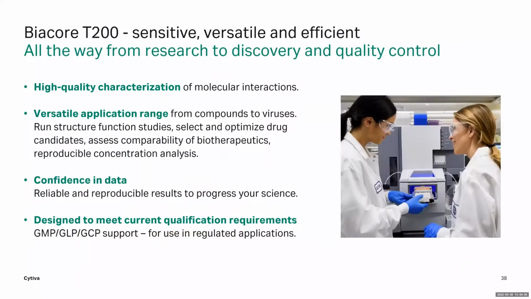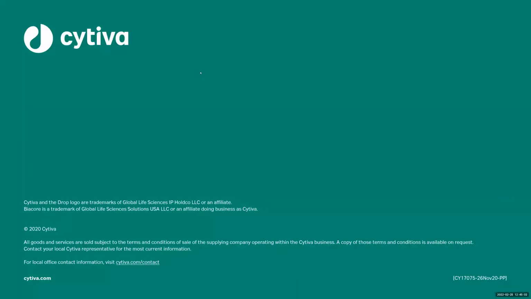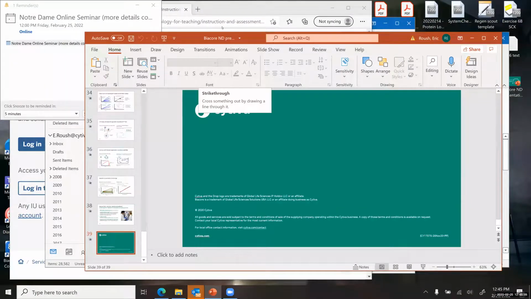All right, so hopefully what I've managed to convey in the last 45 minutes or so is that Biacore T200s are very sensitive, versatile, and efficient instruments, giving you a wide range of biological interactions that you can measure, all the way from small molecules binding to protein or other biological molecule targets, up to cells and viruses interacting with biological molecule targets, and is a very reliable and reproducible instrument as well. And at this point, I'll be more than happy to take any questions that you may have.